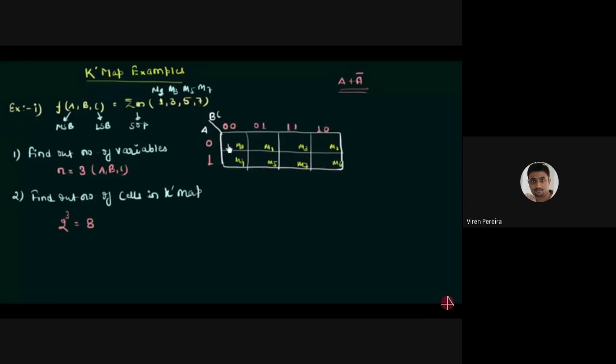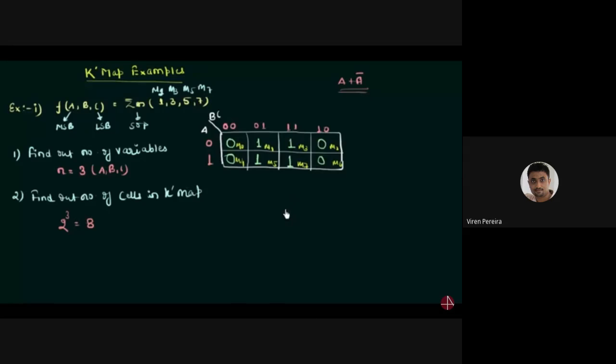For M0, it's not true, so I will write 0 here. For M1, it is true, so 1 here. M2, it is not true, so 0. For M3, it is 1. For M4, it is 0. For M5, it is 1. For M6, there is no 6 here, so it is 0. And for M7, it's 1.